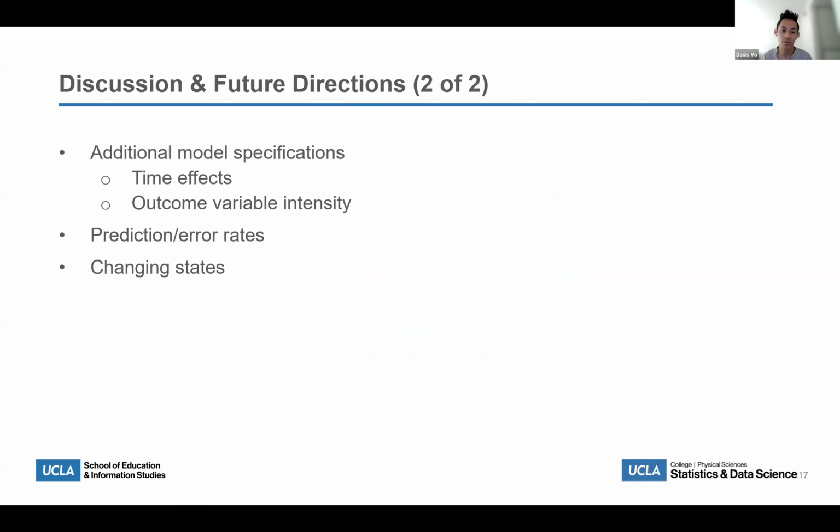Some future directions would be to consider time effects. The data that I drew was based on 1 year, so it's very possible that enrollment might have shifted over time as colleges adopted these policies. I could also use different outcome variables. Instead of going binary, I could count how many programs colleges actually have, and then evaluate different prediction error rates. And as these programs become larger, think about potential states to include or exclude from the models that we use.